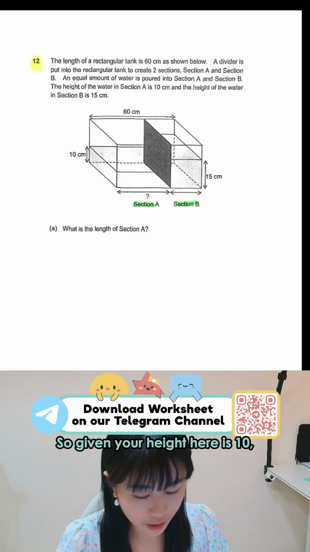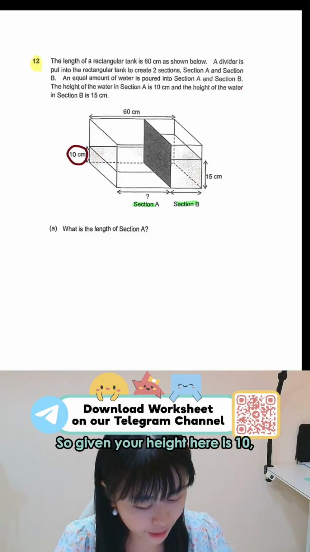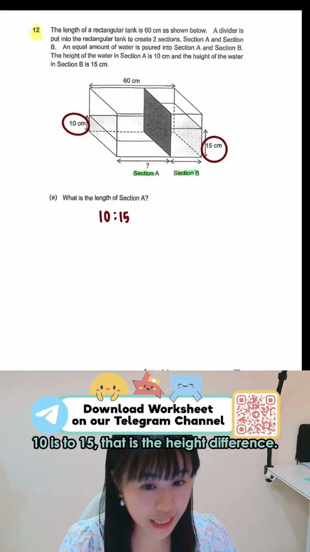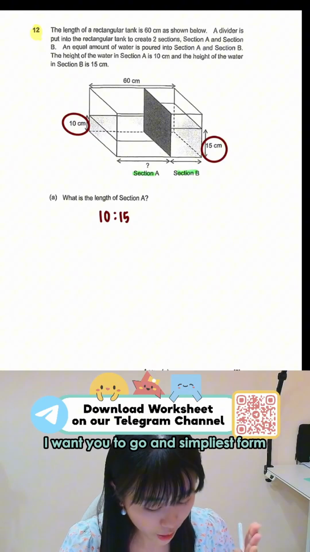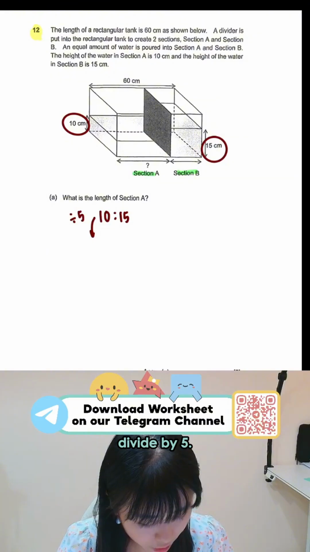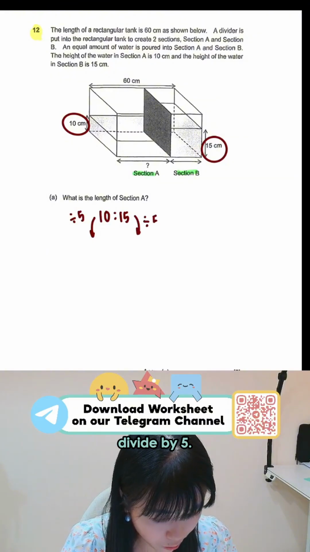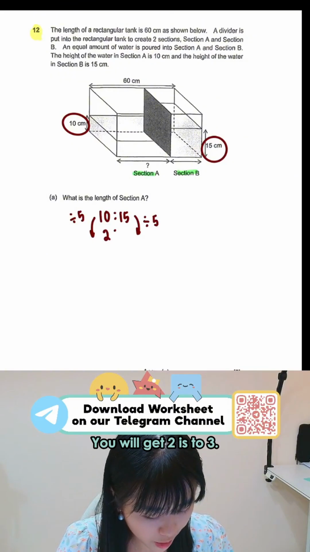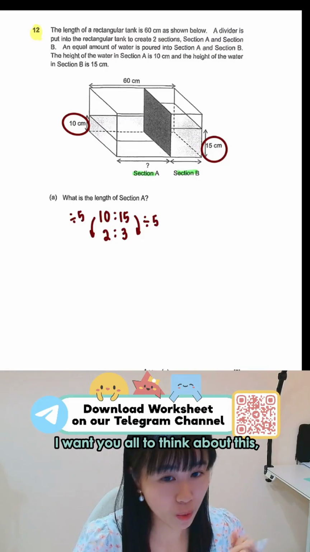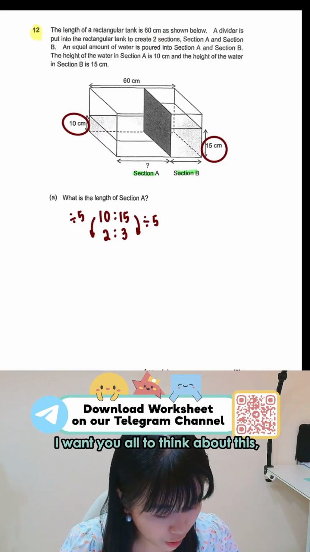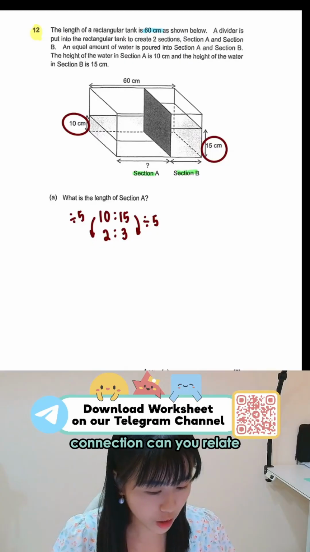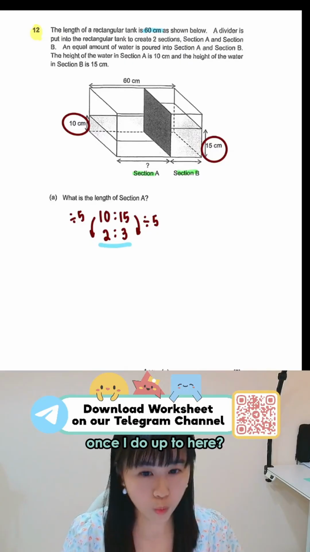So given, okay everybody, your height here is 10. Your height here is 15. 10 is to 15, okay, that is the height difference. I want you to go and simplest form this difference. Divide by 5. Divide by 5. Alright? You will get 2 is to 3. The length is 60 cm. I want you all to think about this. Tell me what kind of connection can you relate once I do up to here.